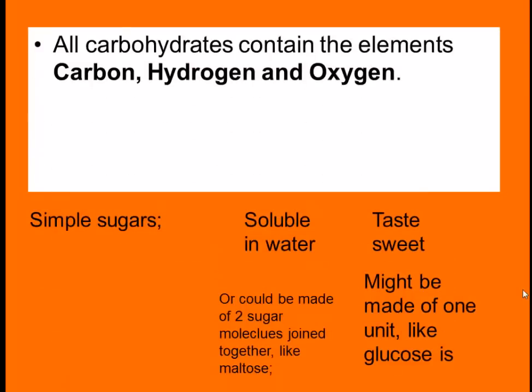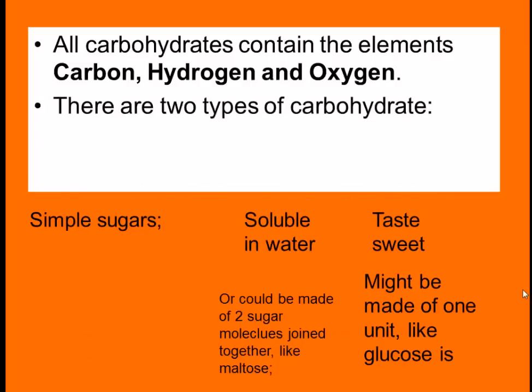Let's start off thinking about carbohydrates. All carbohydrates contain the elements carbon, hydrogen, and oxygen. You can see it in the name. Carbohydrate: carbo, carbon; hydrate, well, water, therefore hydrogen and oxygen. In fact, all biological molecules contain carbon, hydrogen, and oxygen. So carbohydrates are no exception there.